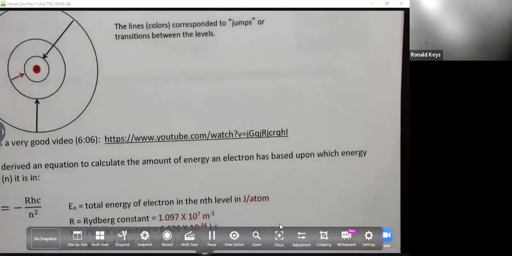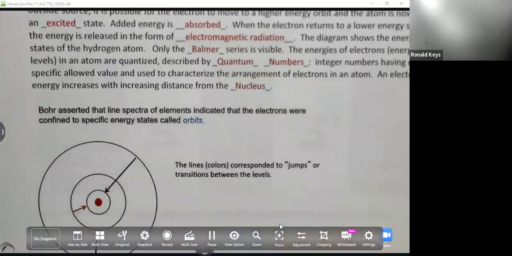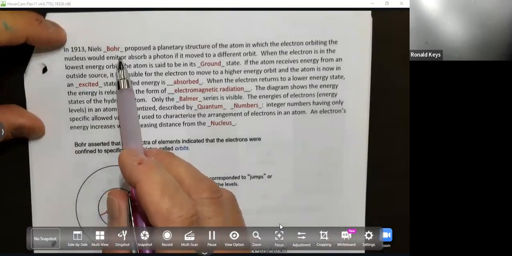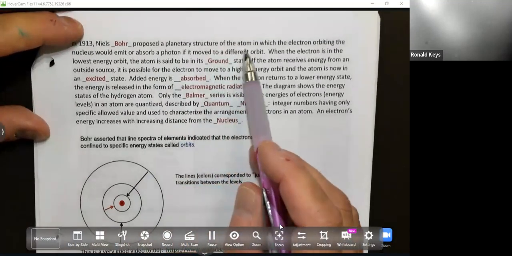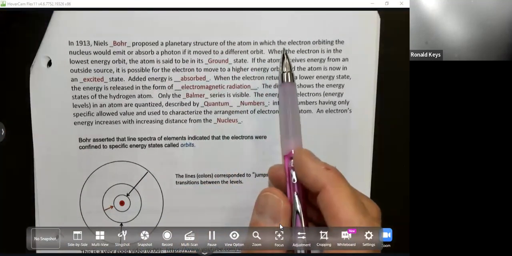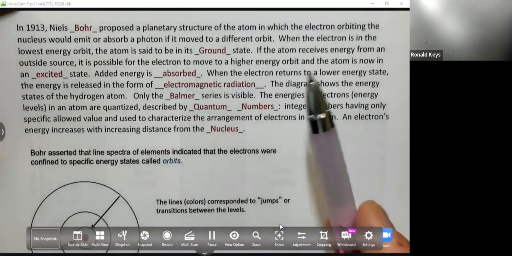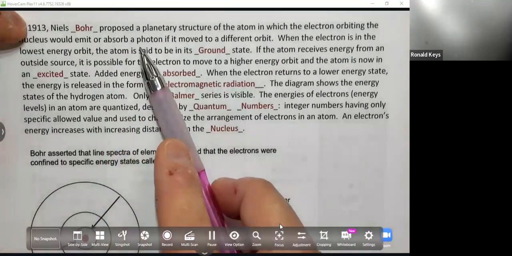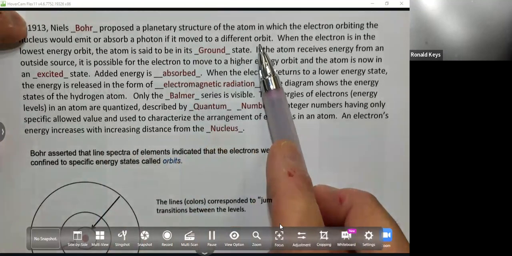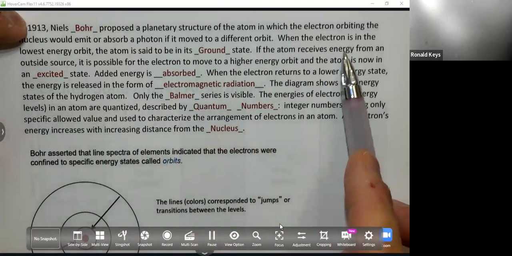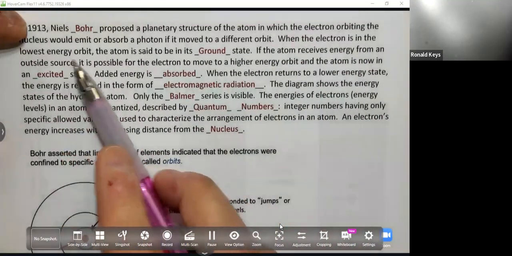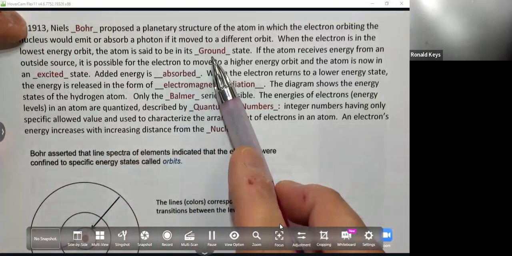So we know the electron can absorb energy. We know it can come back down. So Rydberg got this equation to work in 1913. Niels Bohr proposed a planetary structure of the atom. Everybody's probably heard of the Bohr model at some time, in which the electron orbiting the nucleus would emit or absorb a photon if it moved to a different orbit or a different energy level. When the electron is in the lowest energy orbit, the atom is said to be in a ground state.